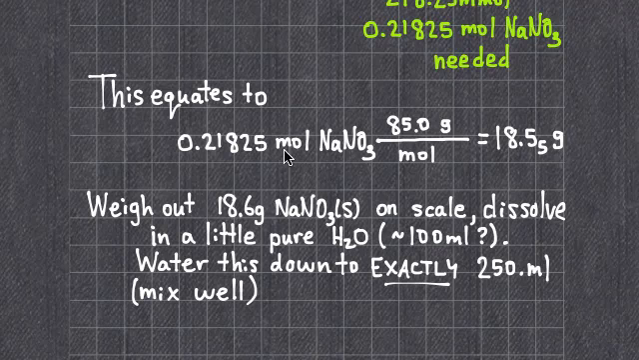Well, what would that moles of sodium nitrate look like? Change grams to moles. 85 grams per mole was given to me. The moles go on bottom. Multiply these two numbers. I get 18.5-ish grams, 18.6 grams of chemical.